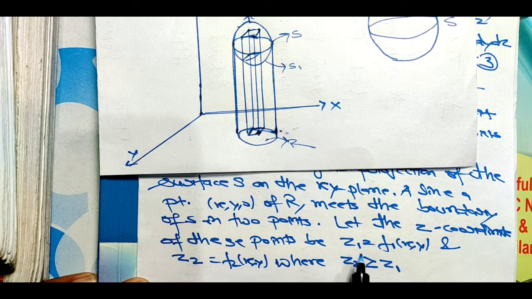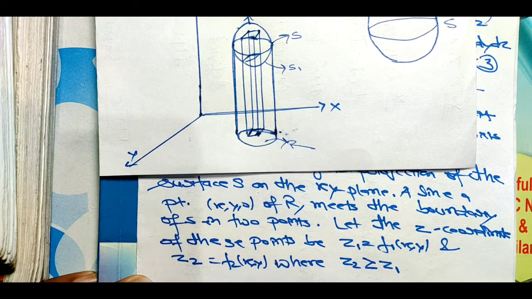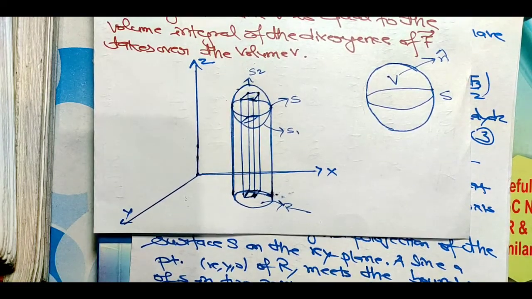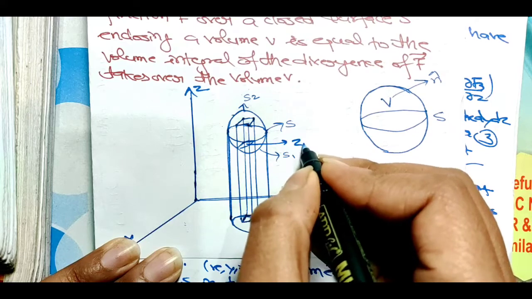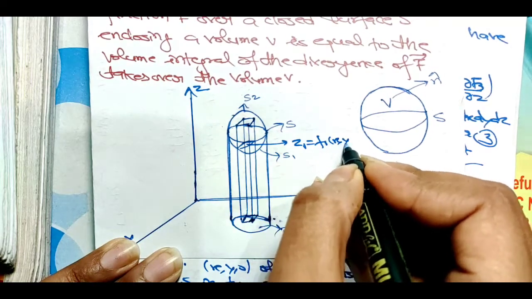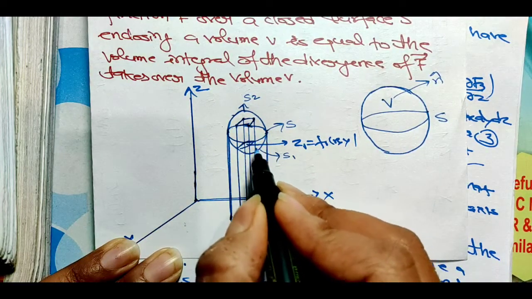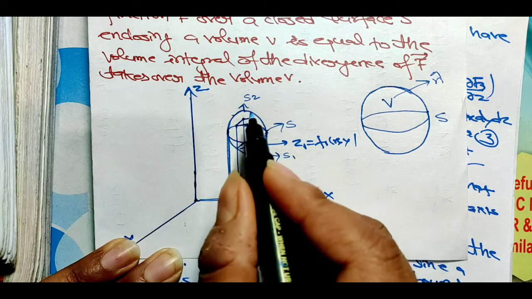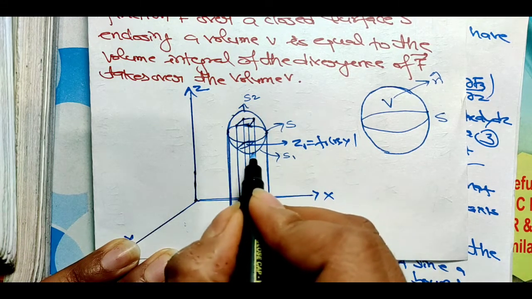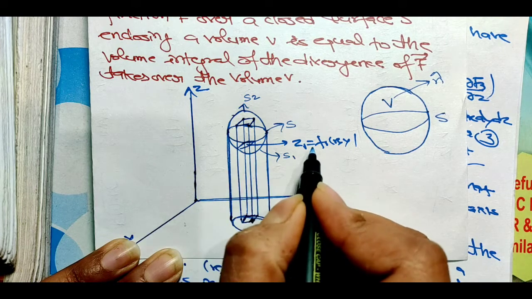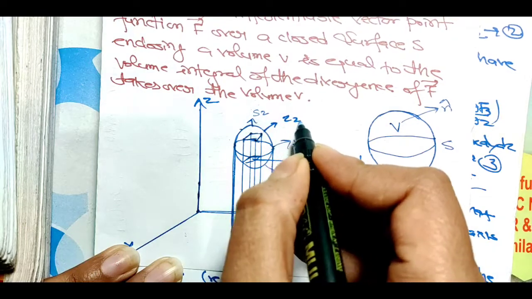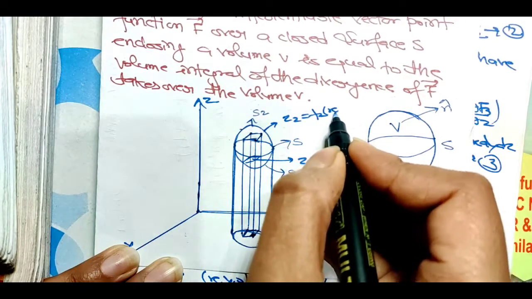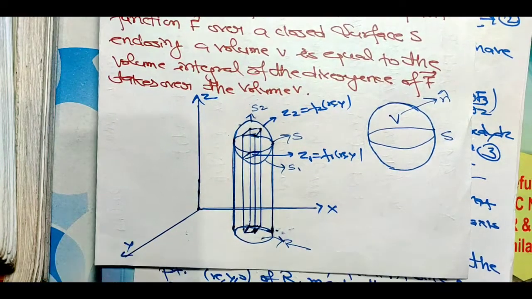Let the z coordinates of these points be z1 = f1(x, y) and z2 = f2(x, y). Let's say the coordinate here is z1 = f1(x, y). We are taking this surface in two parts. The lower part is denoted by S1 and the upper part by S2. The equation of the lower part is z1 = f1(x, y) and the equation of the upper part is z2 = f2(x, y). Okay, let's move on.